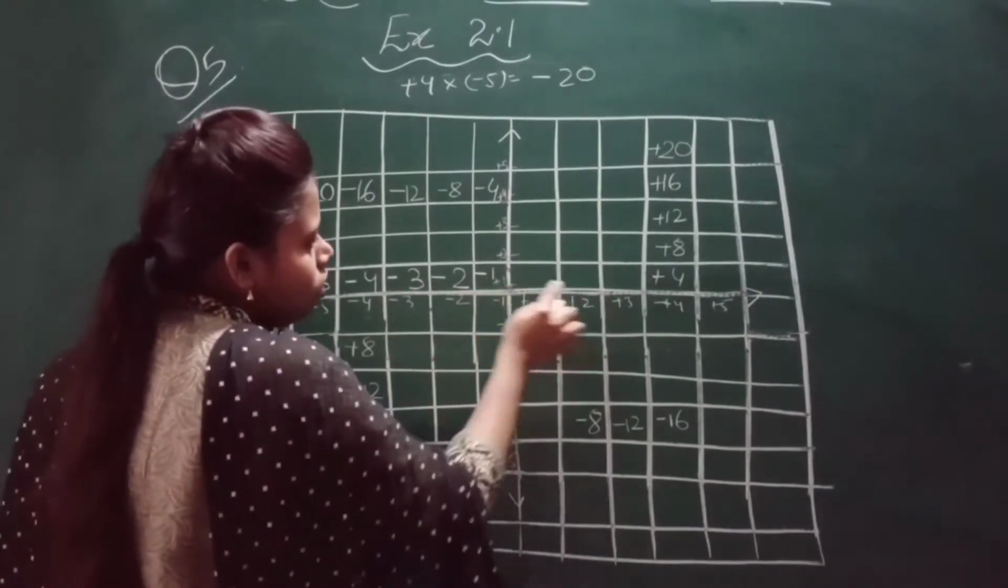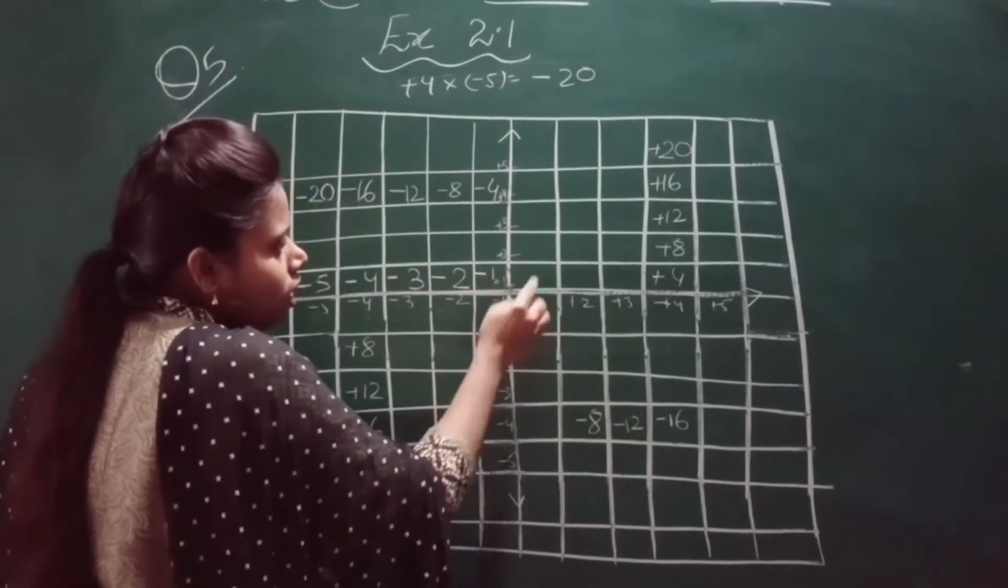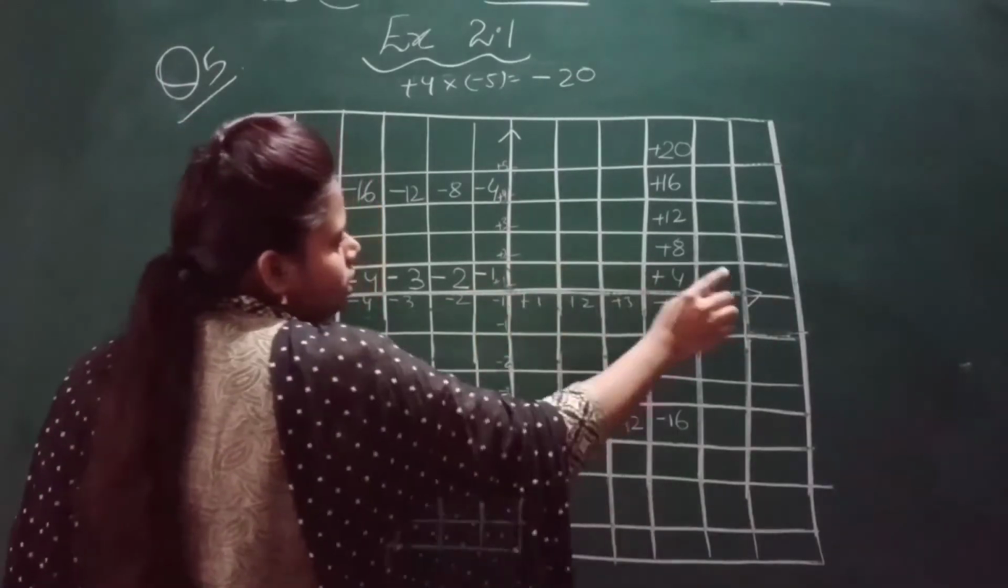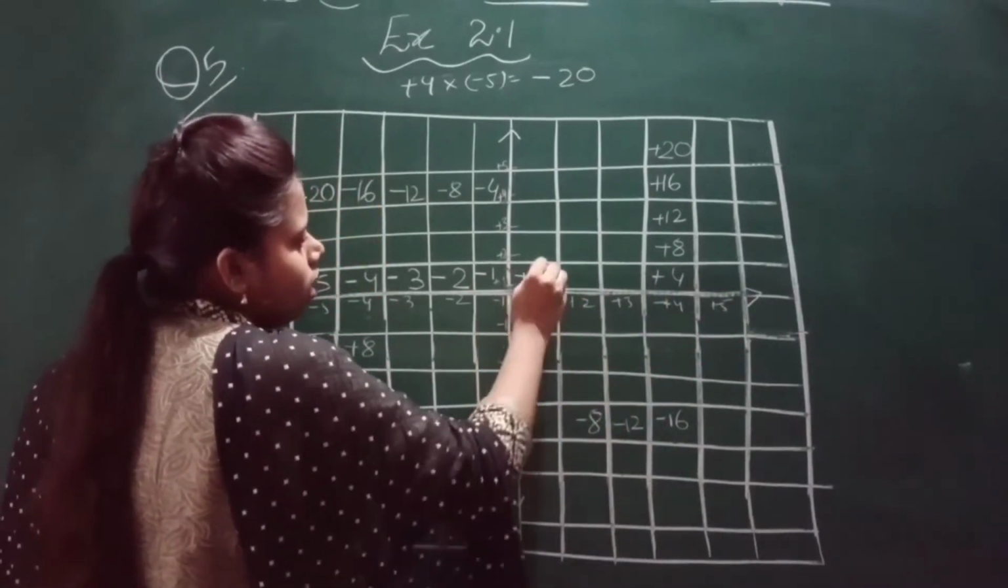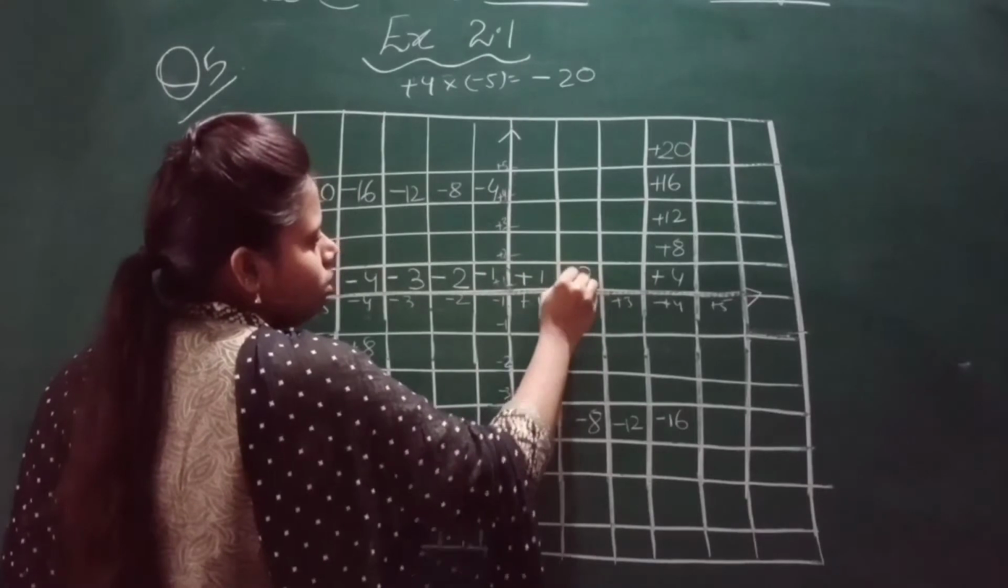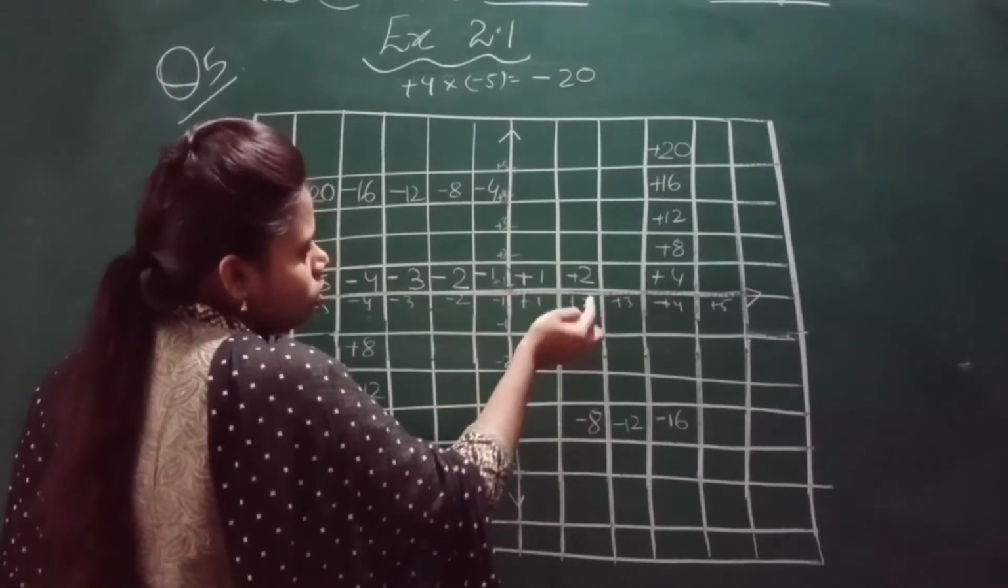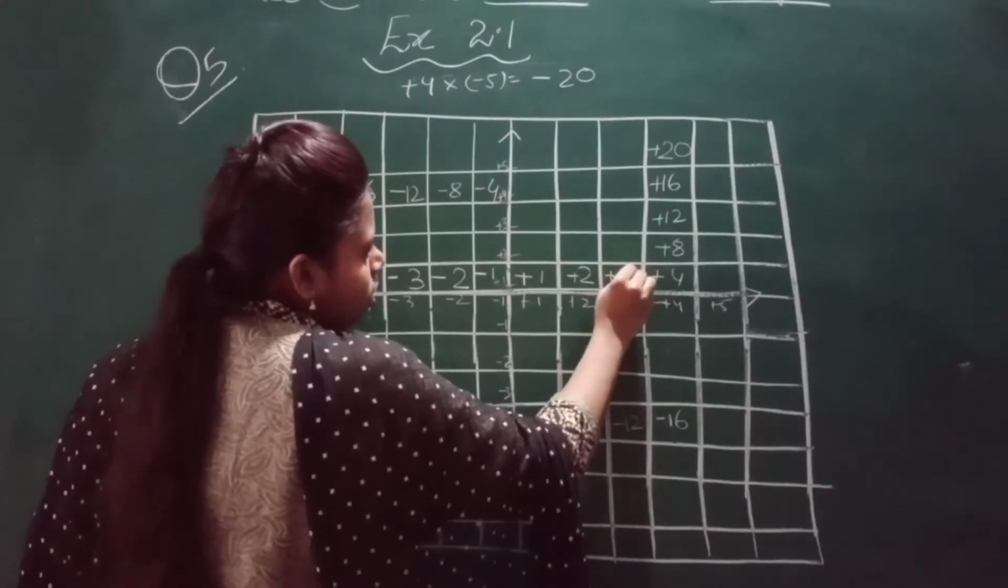Now let us fill this one also. Plus plus plus. In this quadrant every number will be plus only. So 1 one is 1, 1 two is 2. It will be positive only because both the numbers are positive. 1 three is 3. See here.